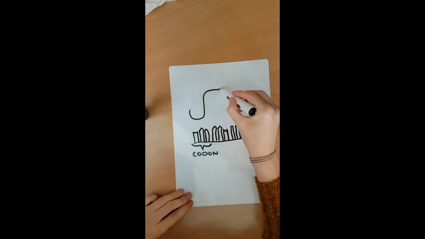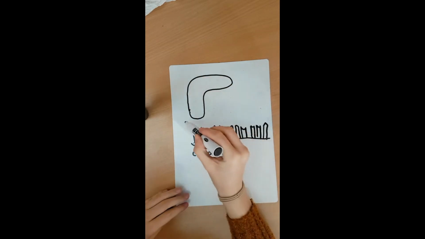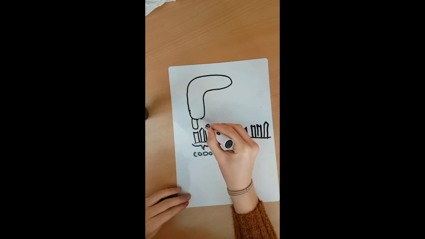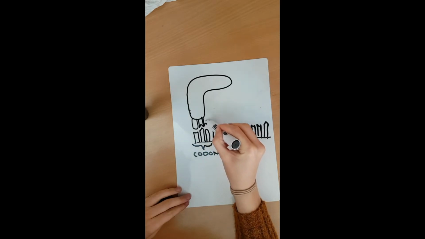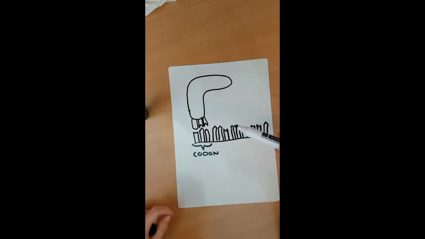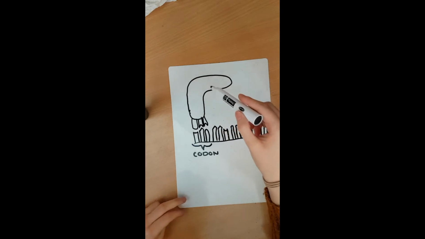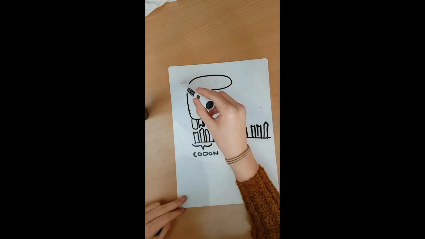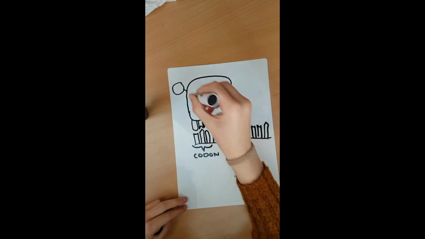The process of translation has 3 parts: initiation, elongation, and termination. First is initiation. For anything to happen, you need a few things: a ribosome, a mRNA, as well as a tRNA carrying the first amino acid in the protein.